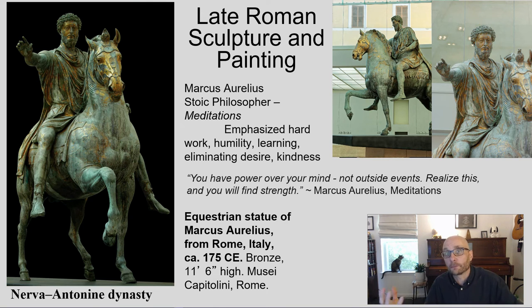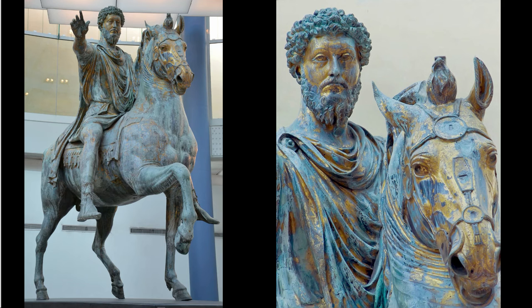He wrote a very famous book on philosophy called Meditations, based in the Greek concept of Stoic philosophy. Stoic philosophy, to put it very simply, means living a life of an even keel. It means not succumbing to one's passions or emotions, but letting logic rule your actions. So they were sort of like the Vulcans from Star Trek before the Vulcans from Star Trek. There's an emphasis on hard work, humility, learning, eliminating desire, creating this sense of logic and eschewing emotion. You have power over your mind, not outside events. Realize this and you will find strength, Marcus Aurelius says in his Meditations.